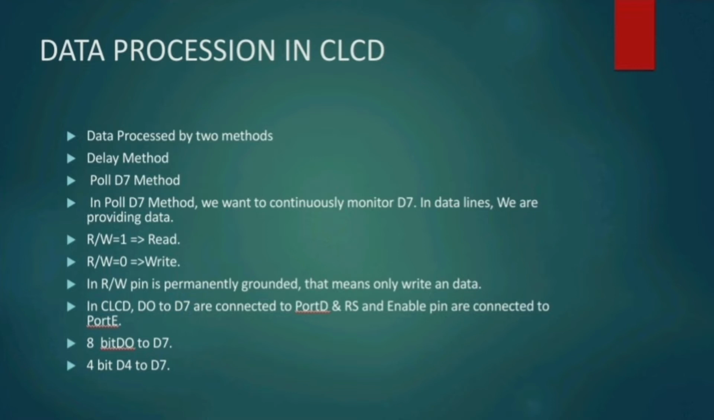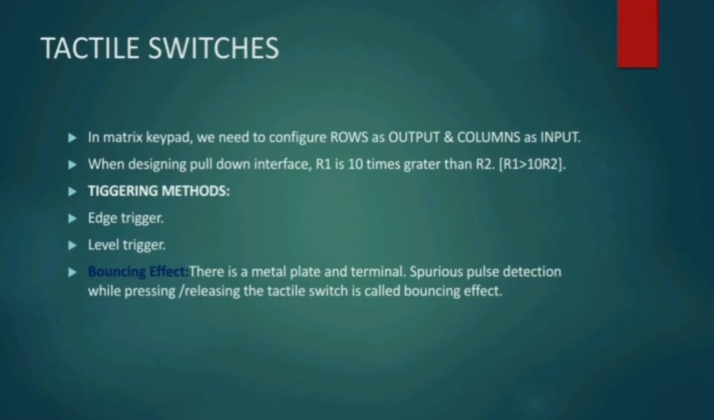In CLCD, D0 to D7 are connected to port B, and the RS and enable pins are connected to port E. 8-bit mode uses D0 to D7, and 4-bit mode uses D4 to D7. Tactile switch: in matrix keypad, we have to configure the rows as output and the columns as input. When designing a pull-down interface, R1 is 10 times greater than R2. Triggering methods are edge triggering and level triggering. Bouncing effect: we have a metal plate and terminal.